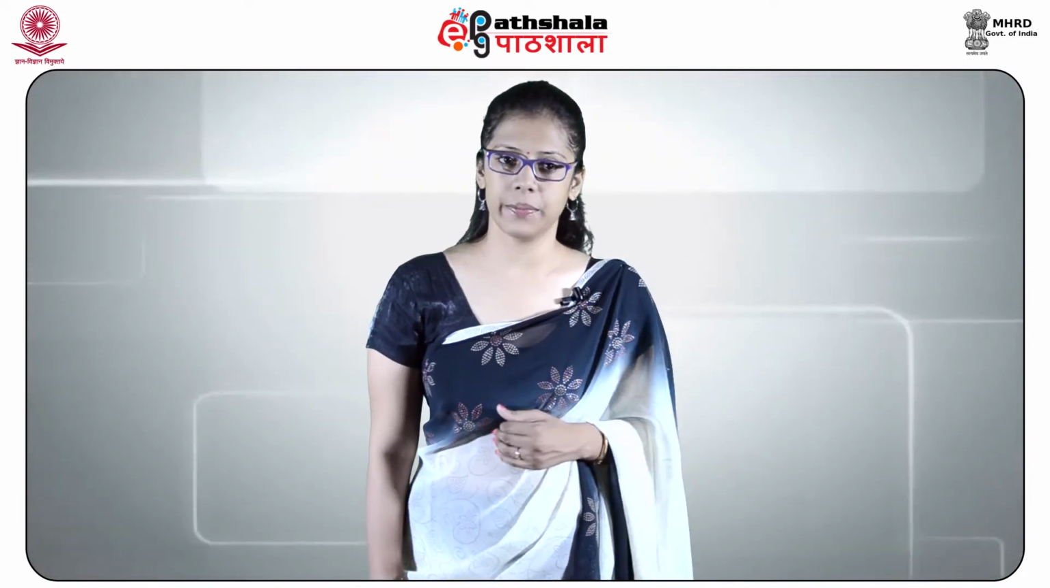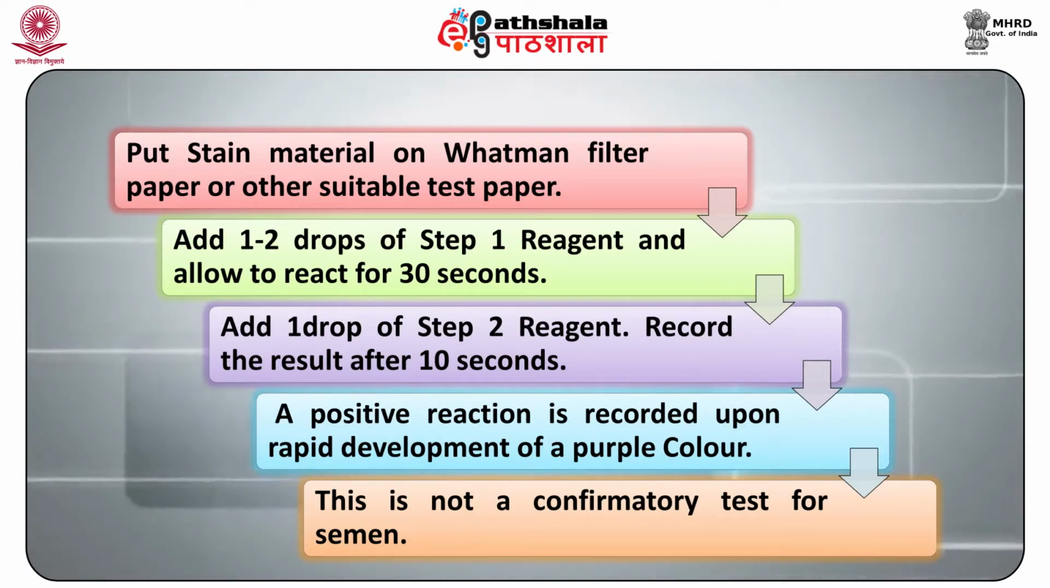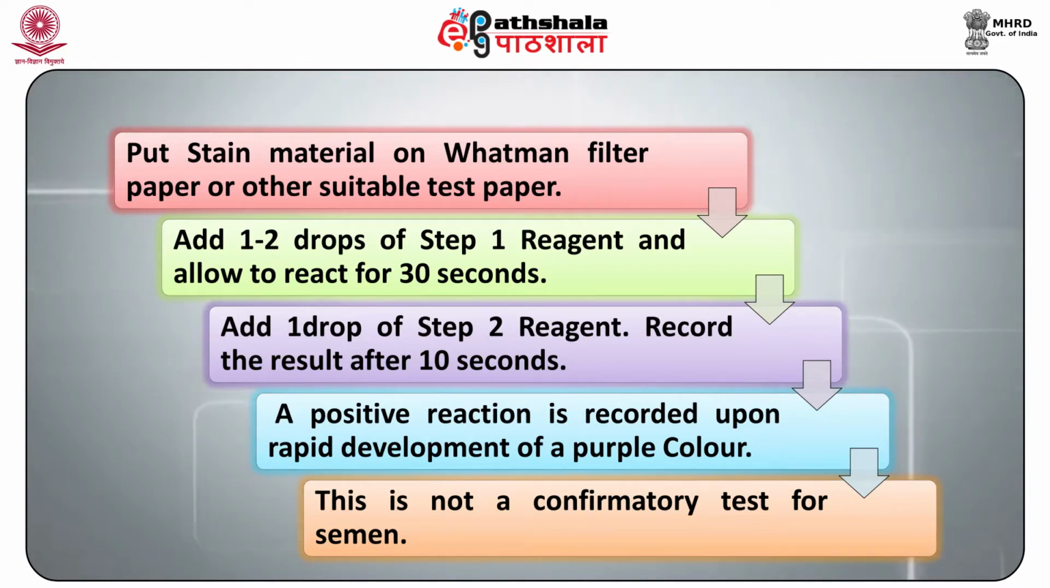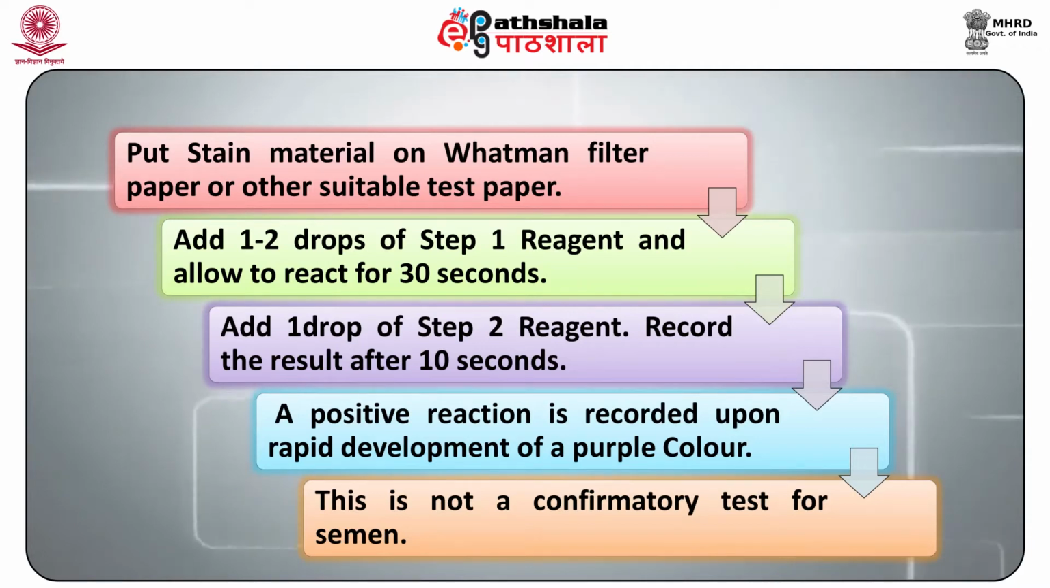Now let us see the procedure. Place a small piece, that is 2 by 2 mm, of suspected seminal stain material on Whatman filter paper or other suitable test paper. Use proper standards and controls including positive, negative and unstained controls. Add 1-2 drops of step 1 reagent and allow to react for 30 seconds. No color should be developed at this stage. Then add 1 drop of step 2 reagent and record the result after 10 seconds.